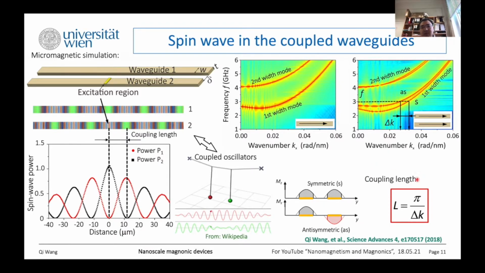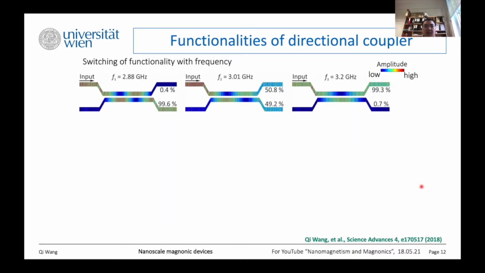And the coupling length can be calculated using this formula, L equals pi over delta k. The delta k is the wave number difference between the symmetry modes and anti-symmetry modes. Once we apply an external field to shift the dispersion up or down, the coupling length will change. Or we just change the excitation frequency, and this delta k will also change, and the coupling length will also change. So following this idea, we design a magnonic or spin wave directional coupler.